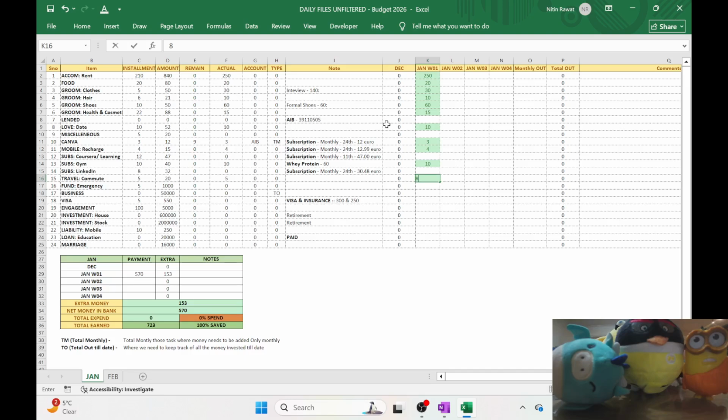Travel fund, let's increase by 8 euros because I don't have any money on my card left. So I think 8 euros suffices the need. Then for emergency, right now I have 150. So simply let's put 50 euros here.